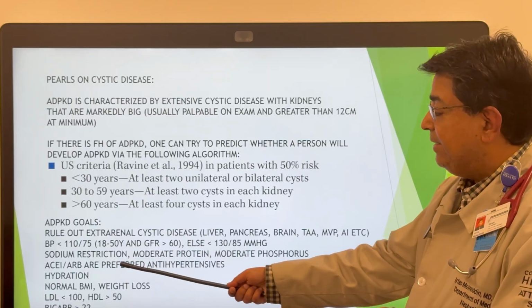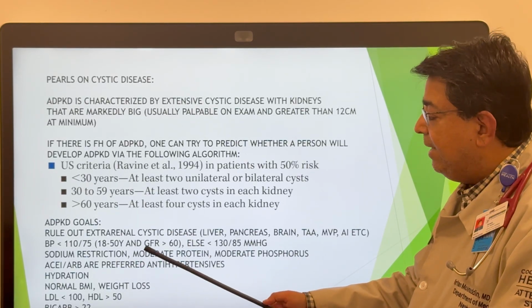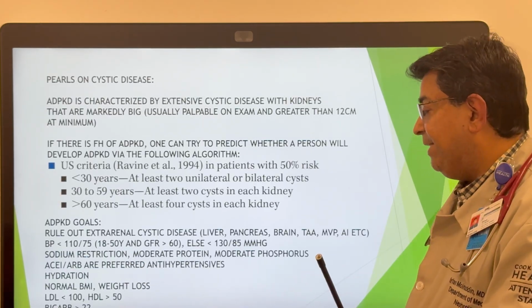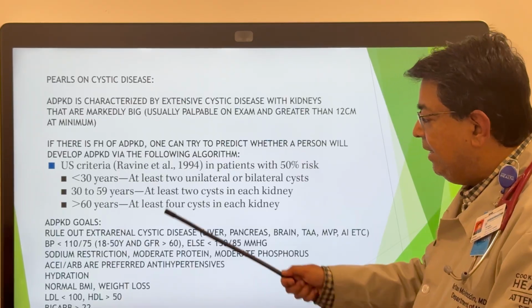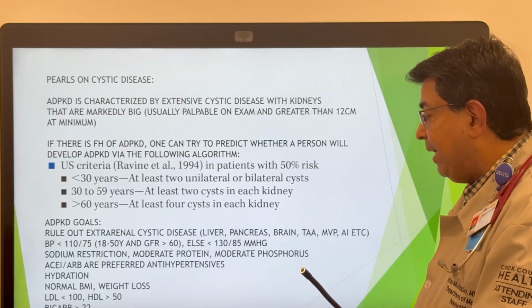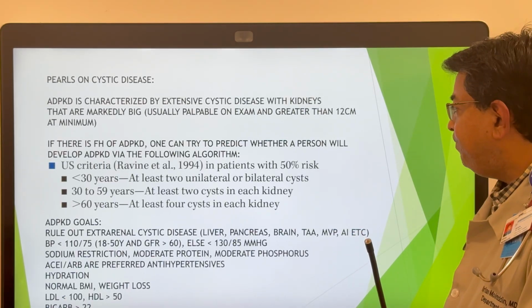Normal BMI is the goal, so weight loss is appropriate. Normal cholesterol, LDL of less than 100 or HDL greater than 50, and bicarb greater than 22. These goals should be applied in every patient with ADPKD. Next slide.